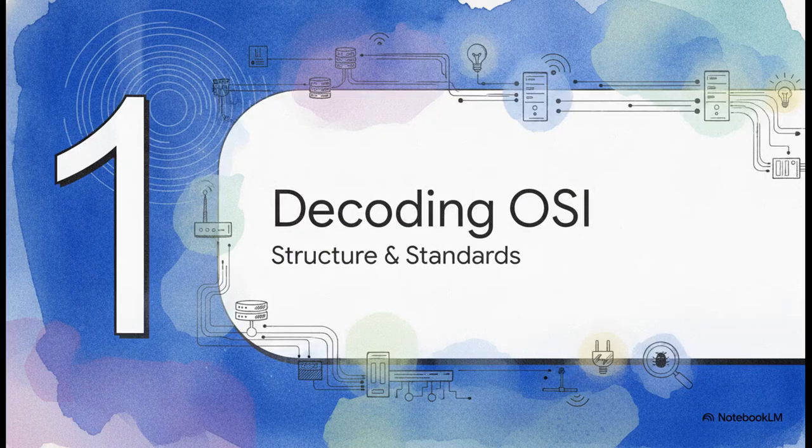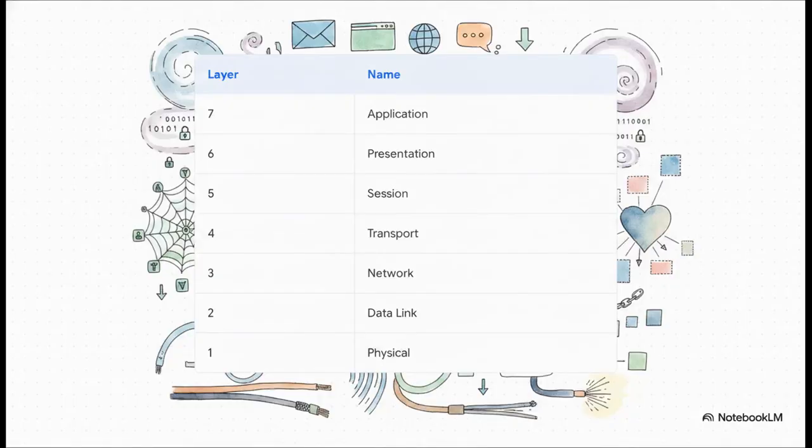All right, Section 1, Decoding the OSI model, focusing on structure and standardization. Now, what's really interesting here is that understanding the structure is an incredibly pragmatic tool. When an API call randomly fails or a website just won't load, knowing this architectural blueprint tells you exactly how to isolate your bugs systematically.